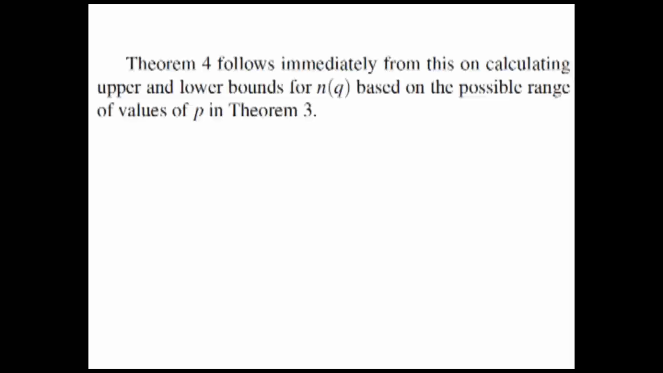And in fact, he says theorem 4 follows immediately from this, calculating upper and lower bounds for MQ based on the possible range of values of P in theorem 3. Now, the achievability is true, that follows from this. The converse does not. So we have to do more work. I didn't show how it was done.